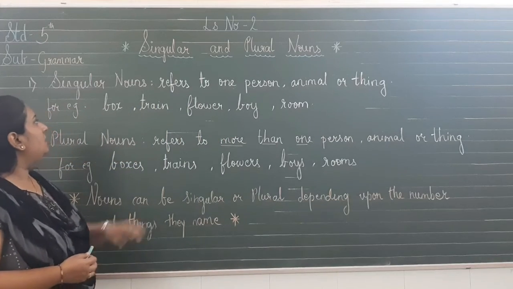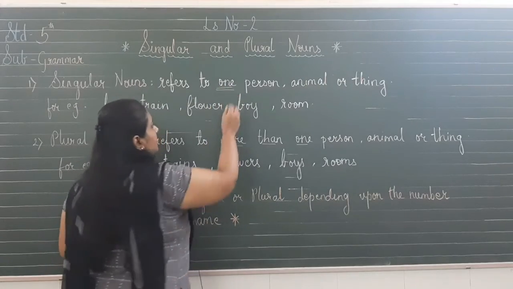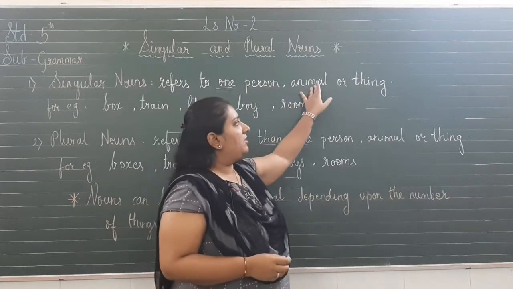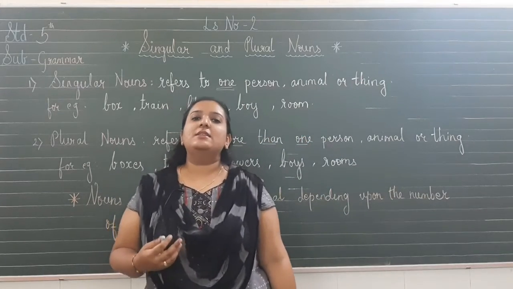What do you mean by singular noun? It refers to one person, one animal and one thing. Anything which is one is referred to as singular noun.